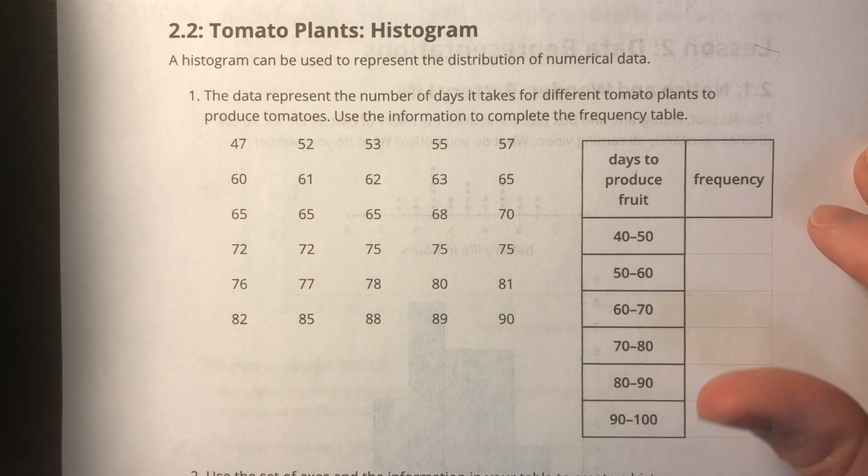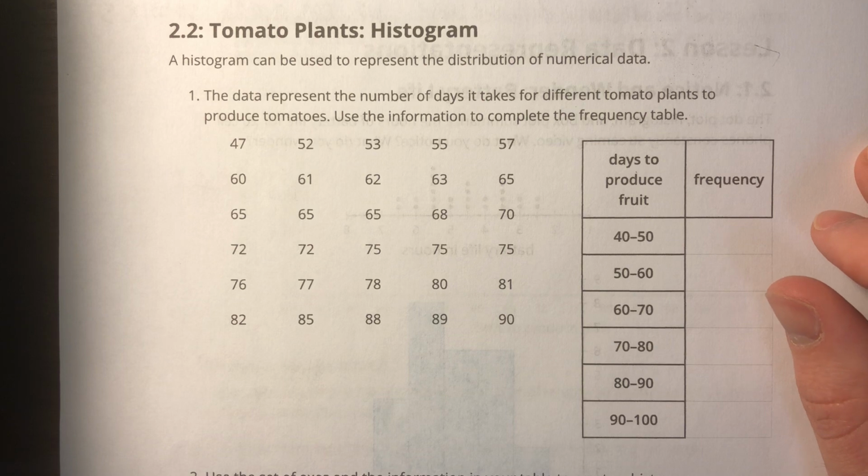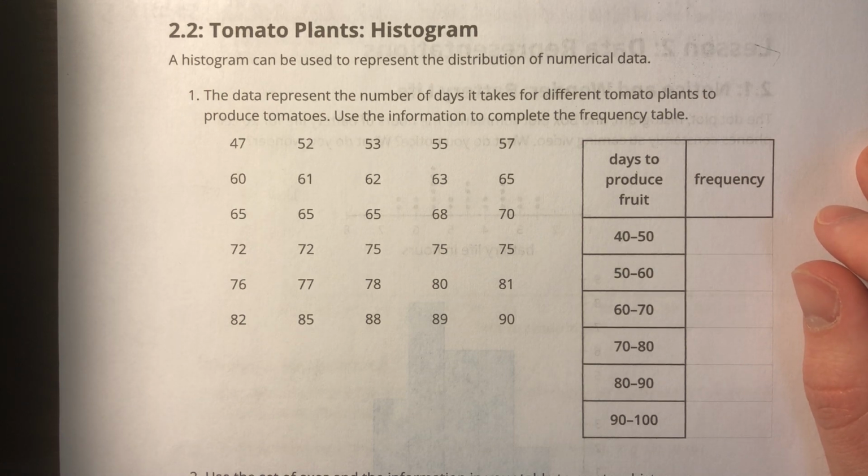2.2 Tomato Plants Histogram. A histogram can be used to represent the distribution of numerical data. Number 1. The data represent the number of days it takes for different tomato plants to produce tomatoes. Use the information to complete the frequency table.